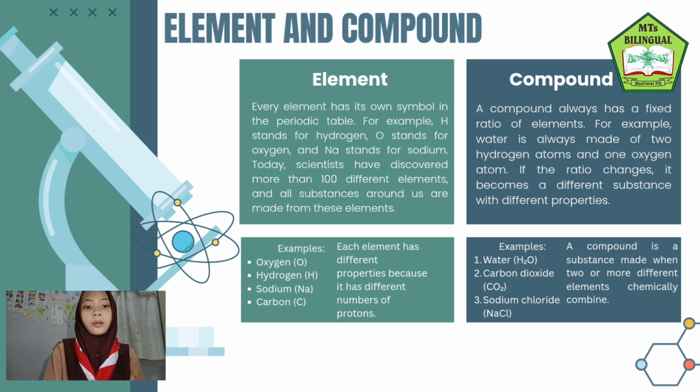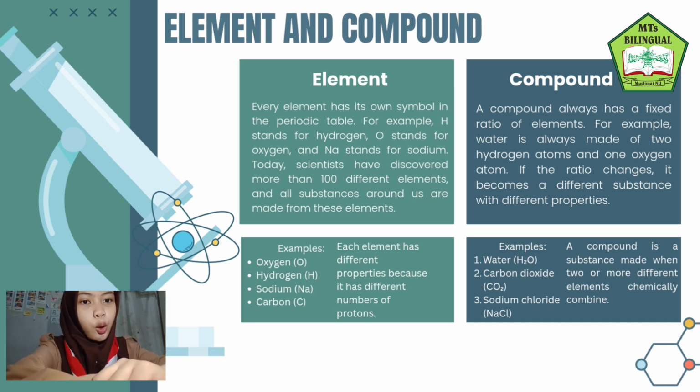So we go to the compound. A compound always has a fixed ratio of elements. For example, water is always made of 2 hydrogen atoms and 1 oxygen atom. If the ratio changes, it becomes a different substance with a different property.